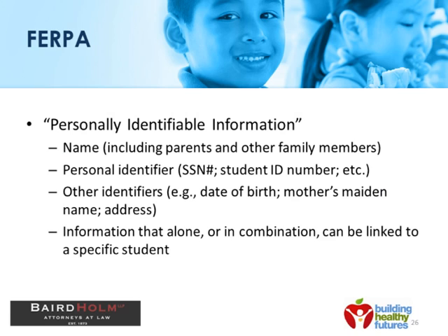So what's personally identifiable information from a FERPA standpoint? You have name, including parents and other family members. Personal identifiers, that's where you get student ID involved. That is personally identifiable information in an education record. Other identifiers: date of birth, mother's maiden name, address, and then this category at the bottom, this very broad category: information that alone or in combination can be linked to a specific student.